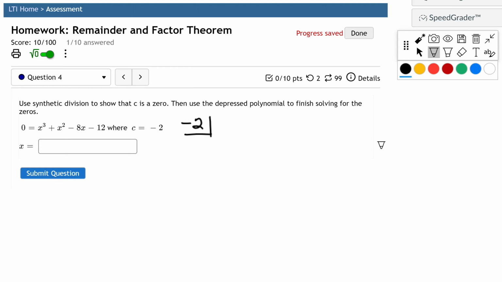So in order to use synthetic division, I'll need to write out the coefficients of this polynomial. Remember that the coefficients should be in numerical order. So here you have x cubed, x squared, x, and then your constant. This is how you want it. If you have any missing terms, you'll have to fill in a coefficient with 0. So I'm going to say 1, 1, -8, and -12.